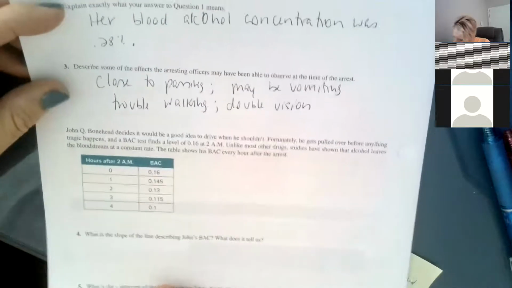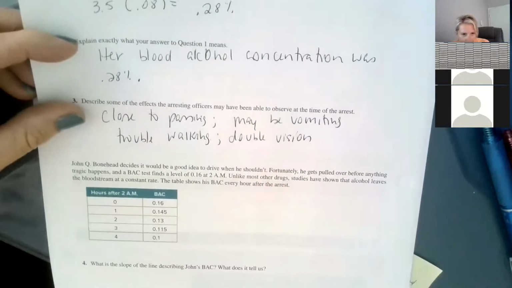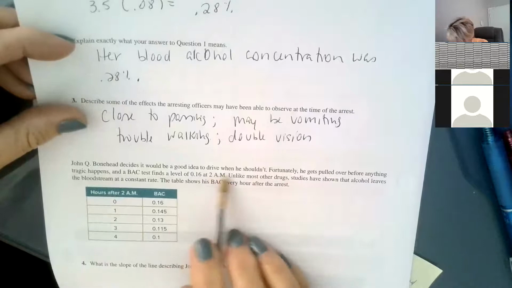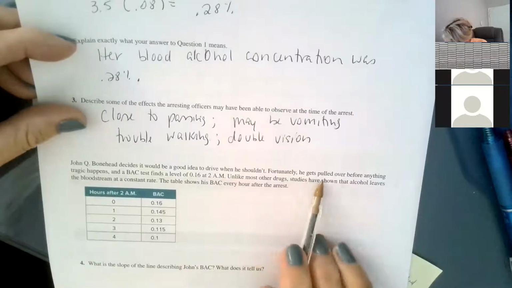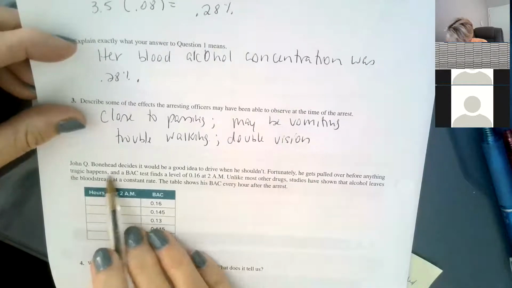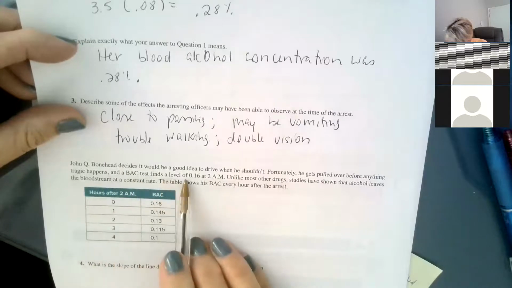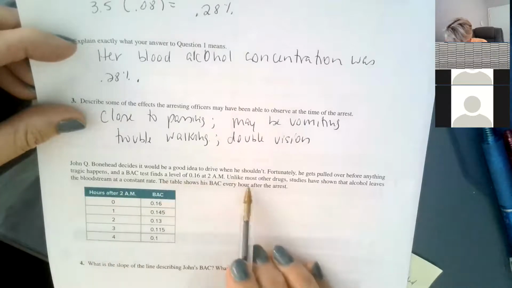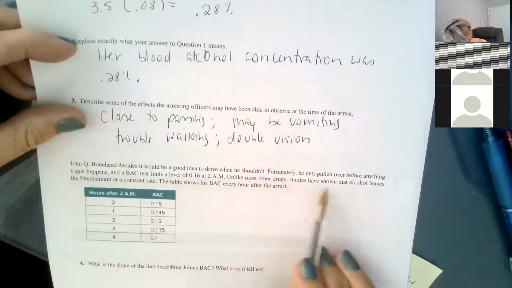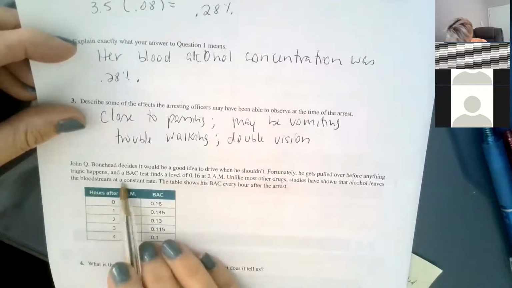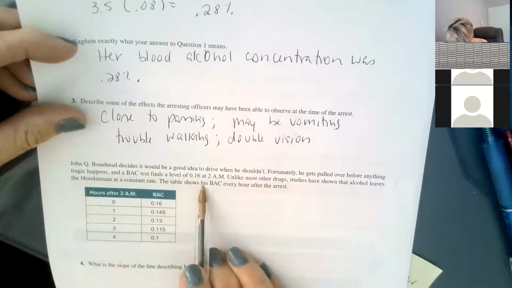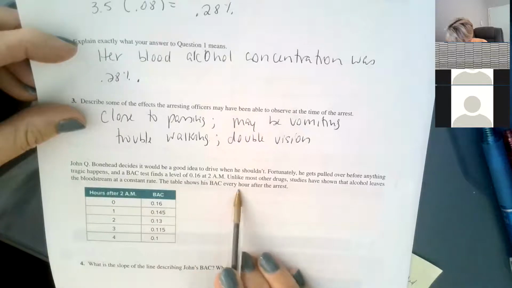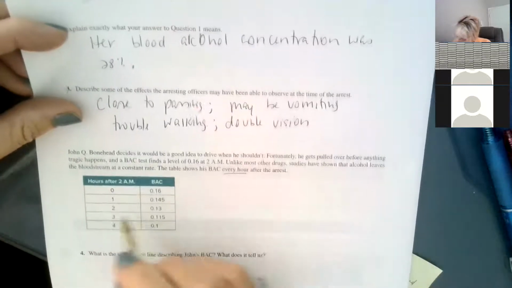Okay, so it says John Q, bonehead, decides it would be a good idea to drive when he shouldn't. Fortunately, he gets pulled over before anything tragic happens, and a BAC test finds a level of 0.16 at 2 a.m. Unlike most other drugs, studies have shown that the alcohol leaves the bloodstream at a constant rate. The table shows his BAC after every hour after the arrest.